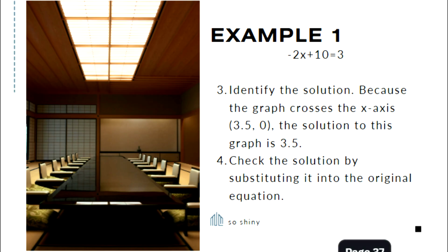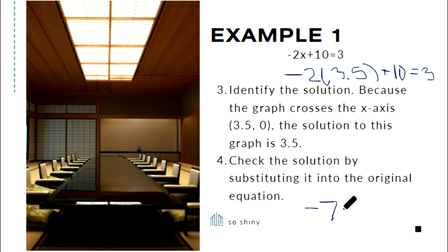Check the solution by substituting it into the original equation, okay? So we're going to go negative 2 times 3.5 plus 10 should equal 3. Okay? Negative 2 times 3.5, I am totally busting my calculator out for that. Negative 2 times 3.5 gives us negative 7. Negative 7 plus 10 does equal 3. Oh my goodness, so it worked. We were right. We did it right.